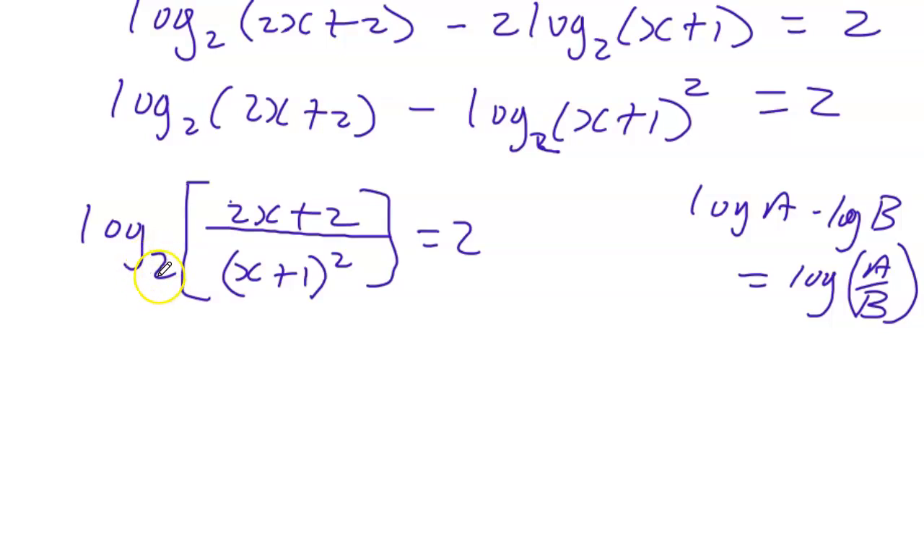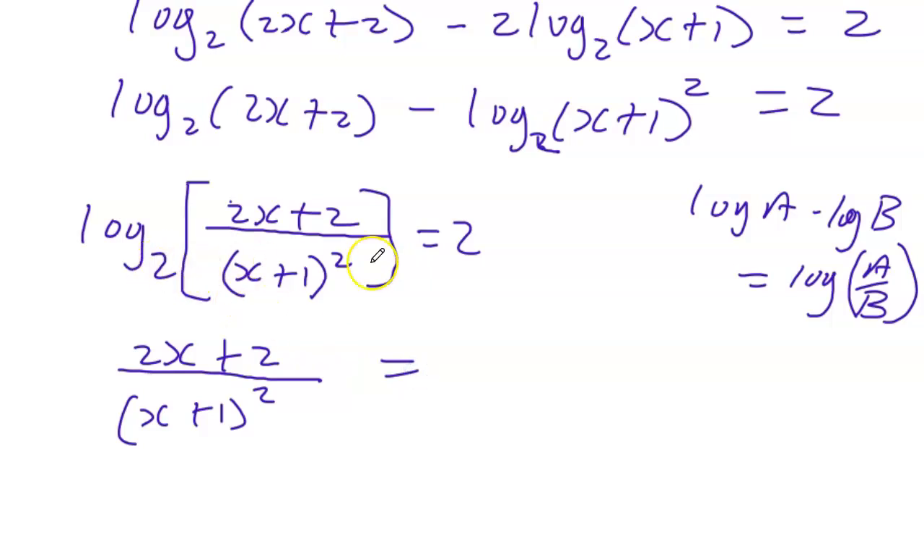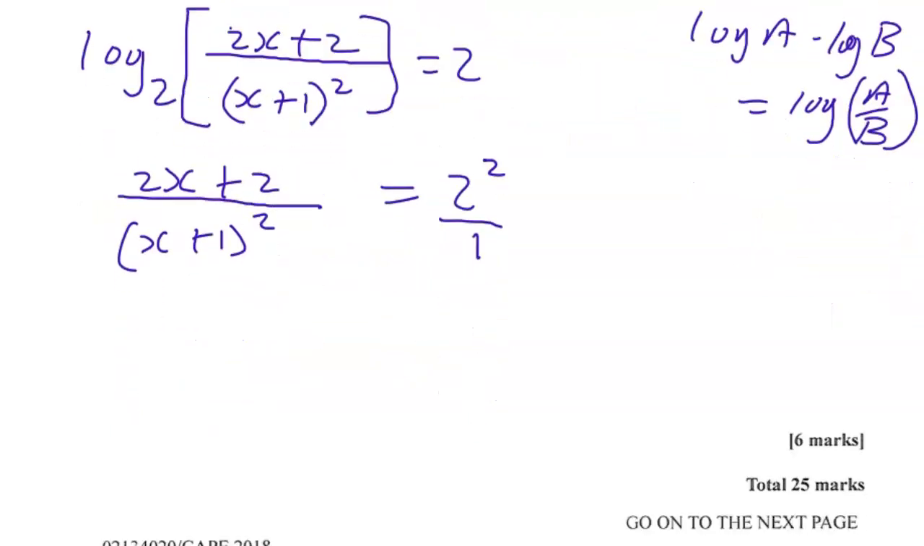Now, by the law of logarithm also, 2 to the power of 2, the base to this value, is equal to what we have in the bracket here. So 2x plus 2 upon x plus 1 all squared is equal to the base to this value, 2 to the power of 2, which of course is 4. So this can be rewritten now as, so this is 4, so 4 times x plus 1 all squared equal to 2 times x plus 2.